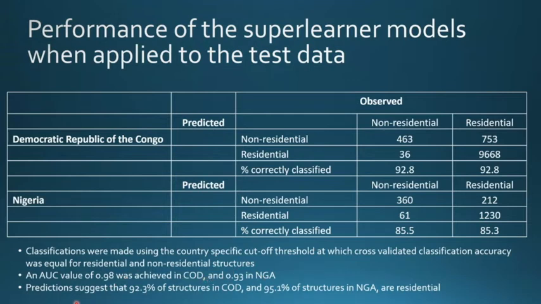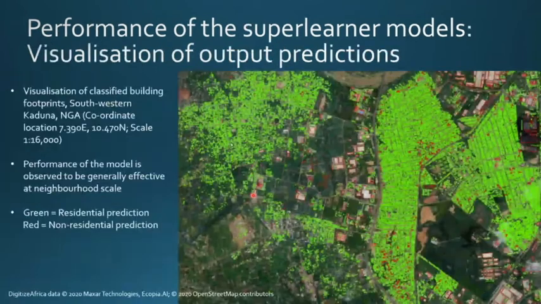And the output predictions, the actual predicted values for buildings in the non-labeled data: in excess of 92% of structures for the Congo and in excess of 95% of structures for Nigeria are predicted to be residential. When we visualize that, it seems very sensible.